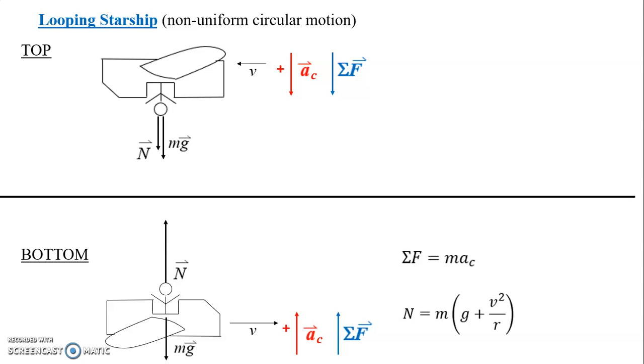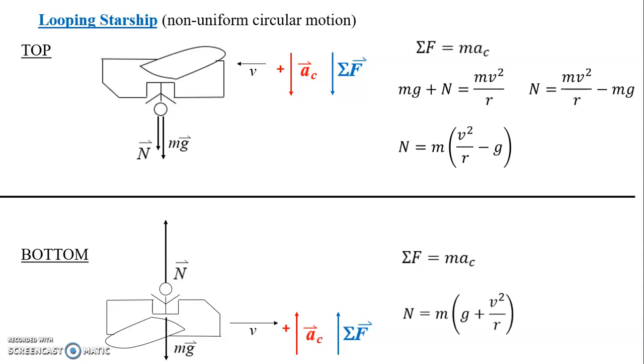So I'm going to do it in full here because this is definitely a different situation. We have sigma F equals ma_c, just like usual. Down is positive, and mg and N are both pointing down, so they're both positive, right? It's going to be mg plus N equals mv squared over r. This is a distinctly different situation than we've seen before. Now again, we solve for normal force, so just subtract mg over to the other side, nothing fancy here. And then if you want to get fancy, you can pull the mass to the outside, make it look kind of sophisticated. Totally up to you how you want to express it.